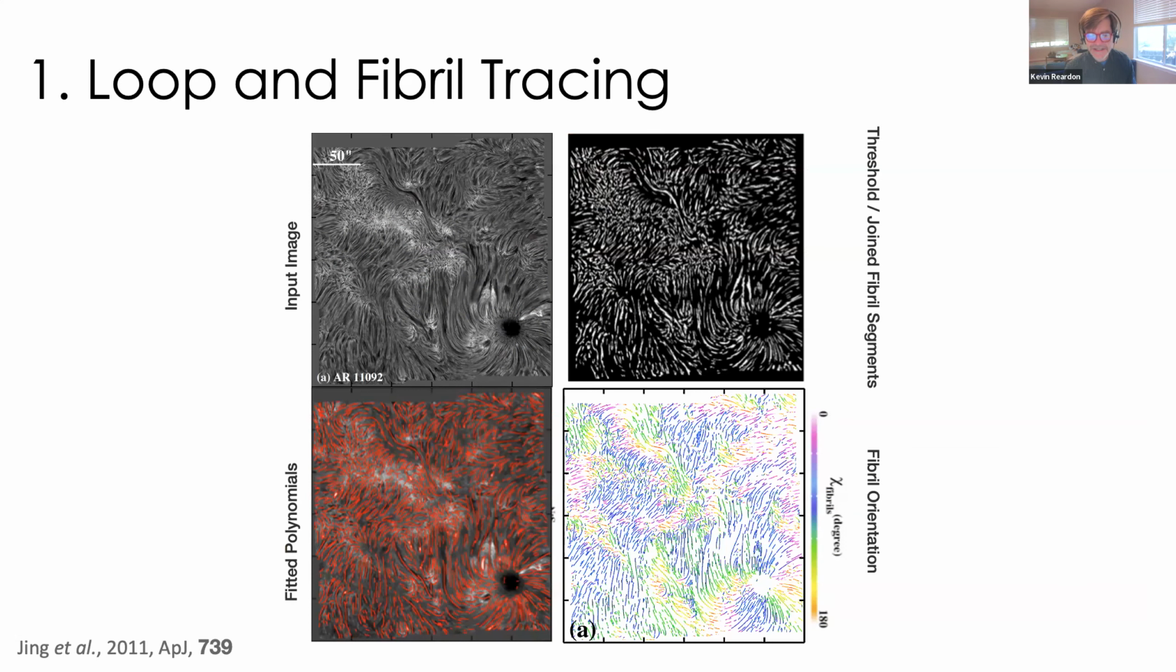This is another one using just thresholding and union finding, and then fitting polynomials to these various loops in the chromospheric fibrils. So you take an input image, threshold it, join the various segments, fit those, and then you can look at orientations in the field of view, which is scientifically interesting. It tells you about, again, the magnetic field.